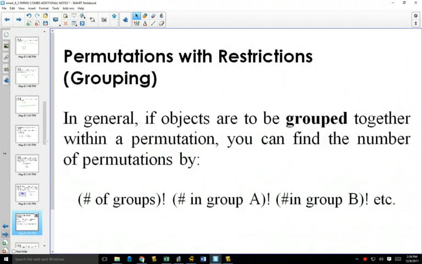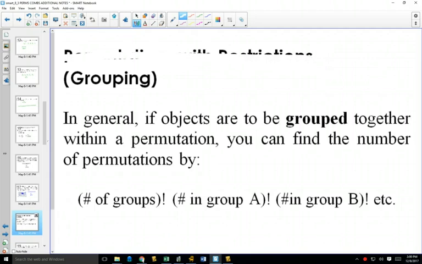The last strategy, again, I'm just going to call it grouping. That's all I'm going to call it. We'll call it the grouping strategy. Sometimes you want certain things to be grouped together. If that's the case, we have to, first of all, think about how many groups we have, then think about the permutations within each group.